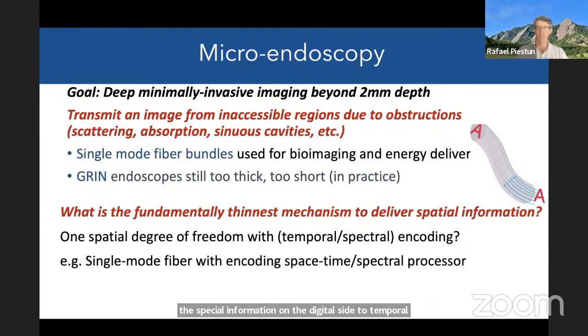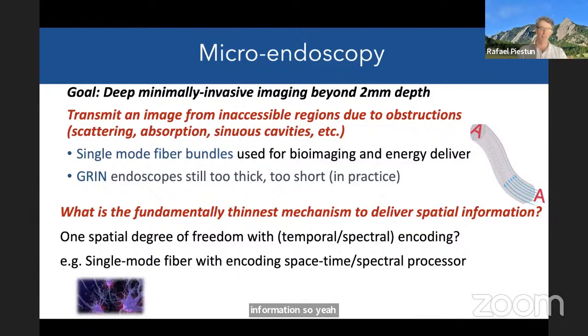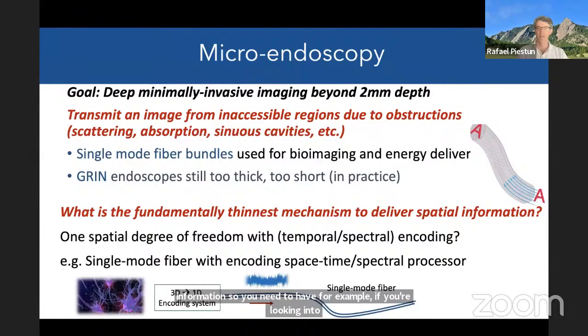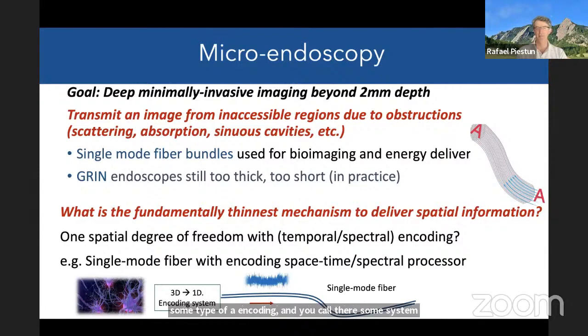So you need to have, for example, if you're looking into the brain, you think of a fiber, and then you need some type of encoder, some system that you put at the end of the fiber to convert a 3D image into a one-dimensional signal. And then on the other side of the fiber, you have a decoding mechanism.